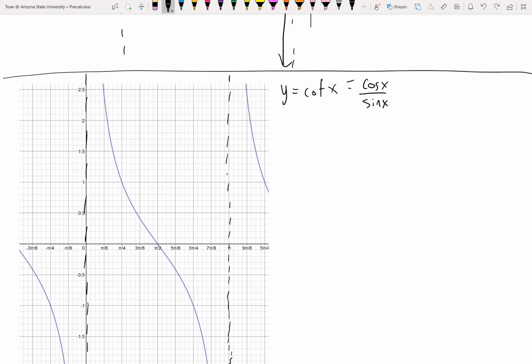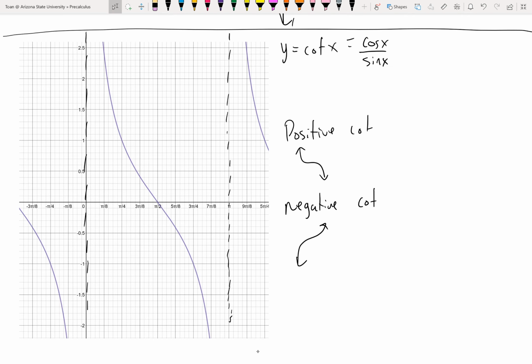So the similarities are it does have vertical asymptotes. What is the period? It's still pi. And it has a similar shape. It's not 100% identical. The important thing is it does have the opposite pattern of tangent. In this case, what we see here is a positive cotangent. A positive cotangent looks something like this, whereas a negative cotangent would look like a positive tangent. So you've got to be very careful with tangents and cotangents. They share opposite shapes.